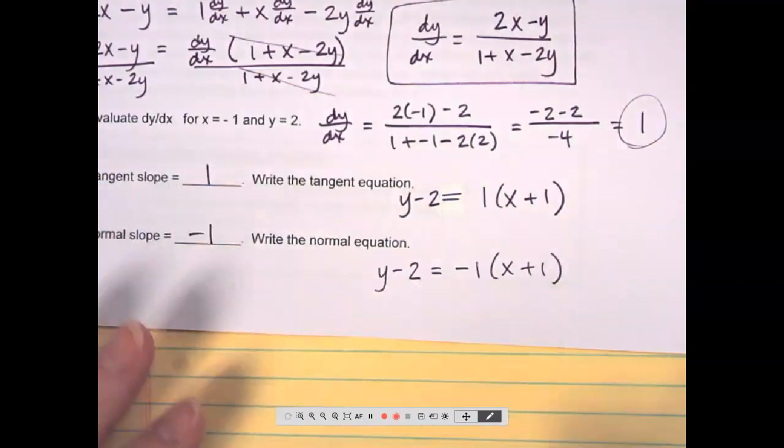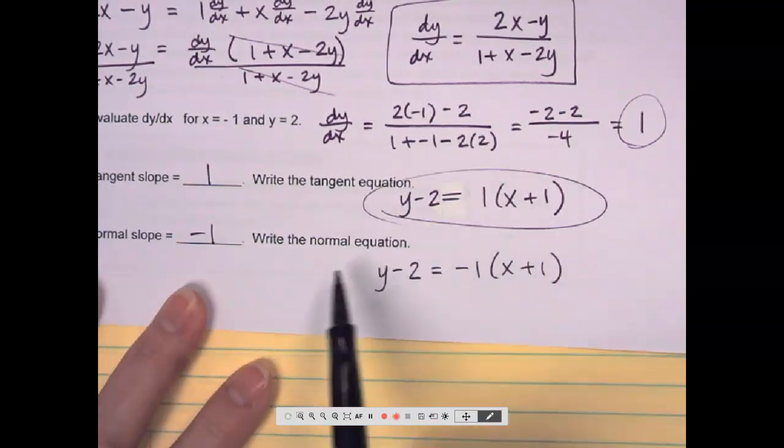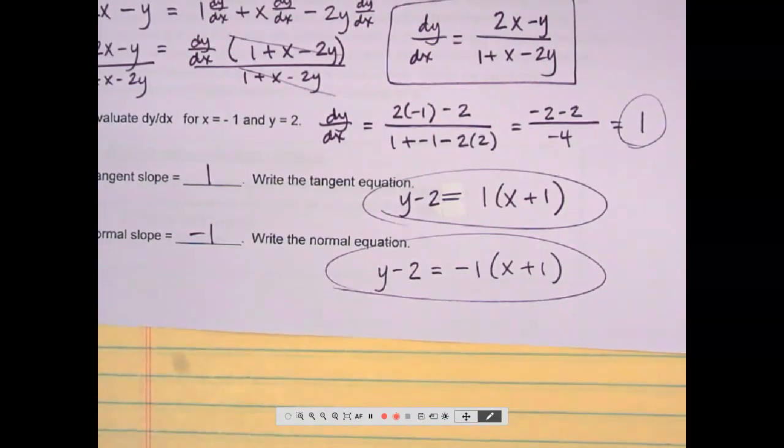We only use this way whenever there's a y that we can't isolate. Or sometimes, like with the circle, we could isolate y, but I think that this is easier.